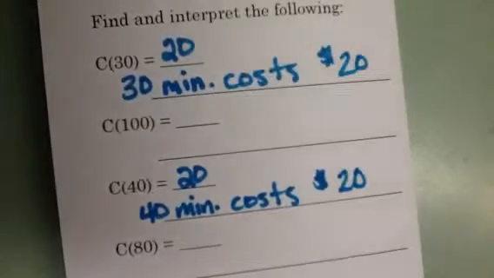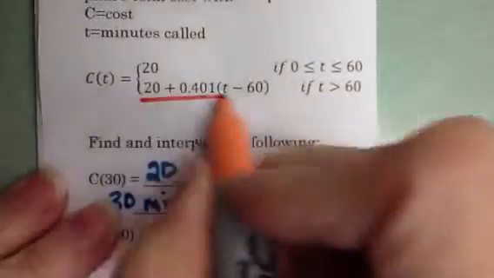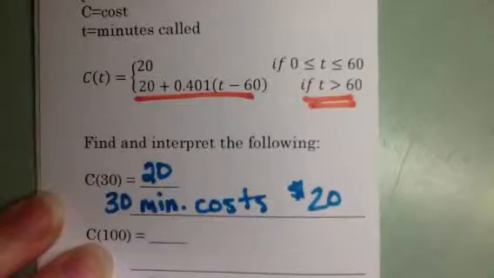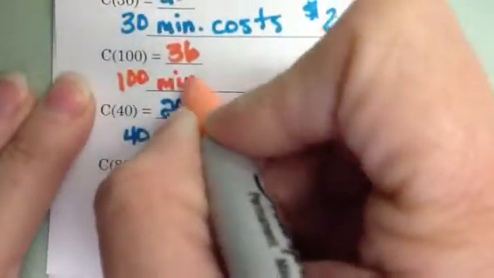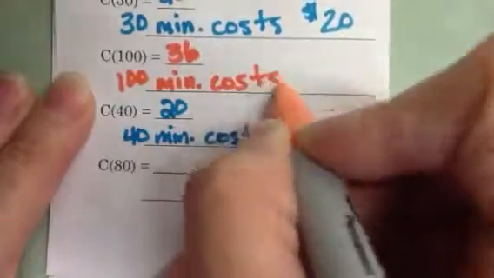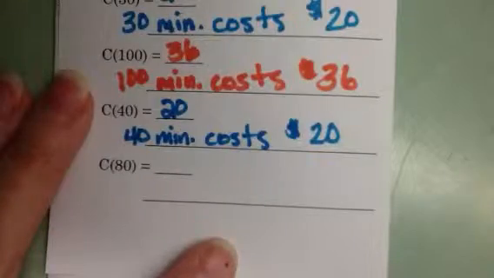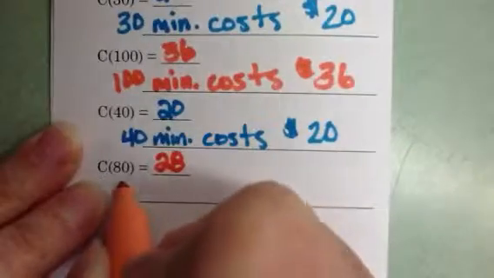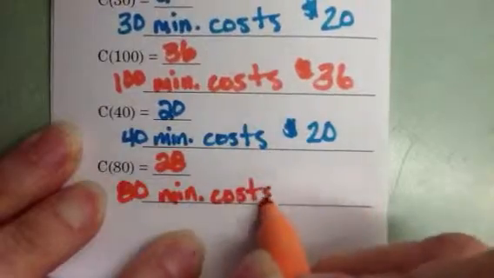The 100 and 80, you're going to put those both into this formula because both of those are greater than 60. So the cost of 100, plug those in and you should get 36. So that means 100 minutes costs $36. Aren't you glad cell phones don't work this way anymore? And then the last one, C of 80, should be 28. So that means talking for 80 minutes costs $28.